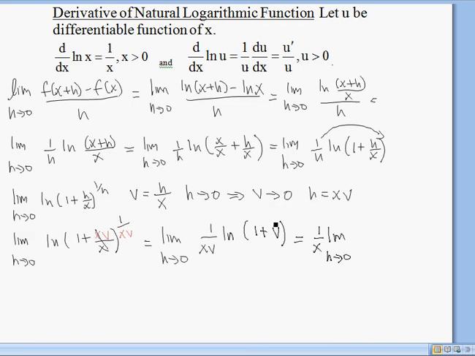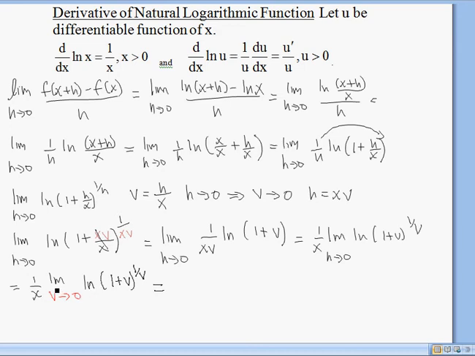I'm going to put this 1 over v as an exponent. So the ln of (1 plus v) to the 1 over v. Now, we don't have h's anymore. We said earlier, as h approaches 0, v approaches 0. So I'm going to replace this limit statement, just changing the h approaches 0 to v approaches 0.